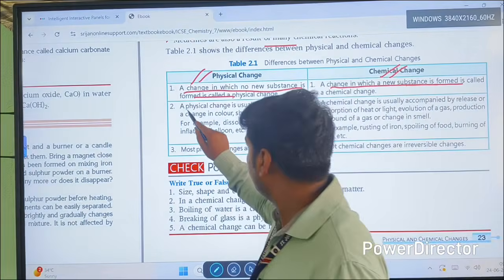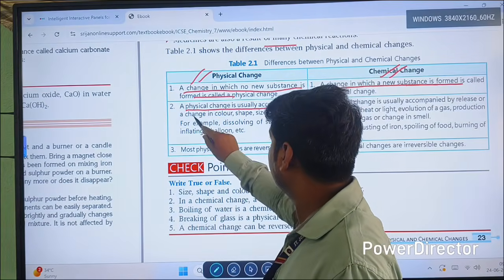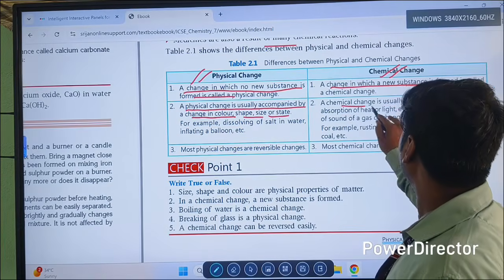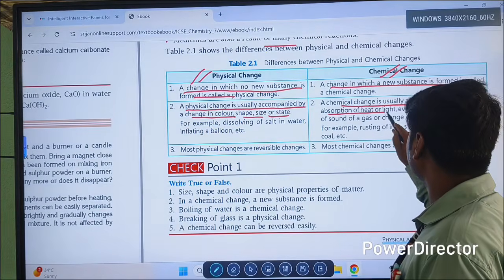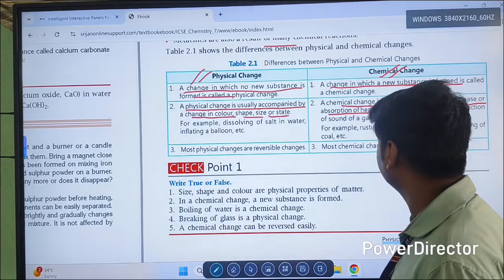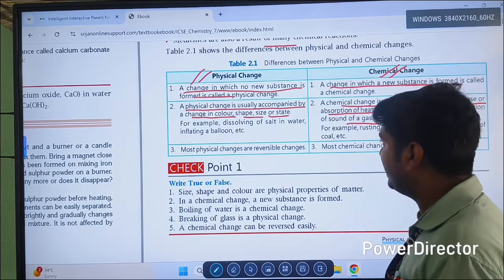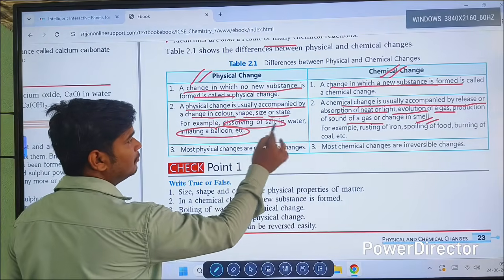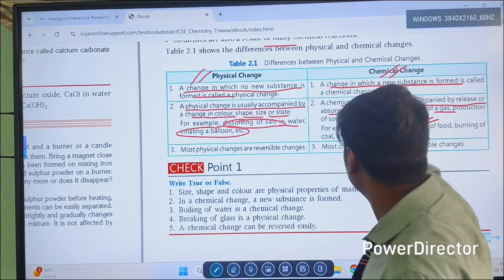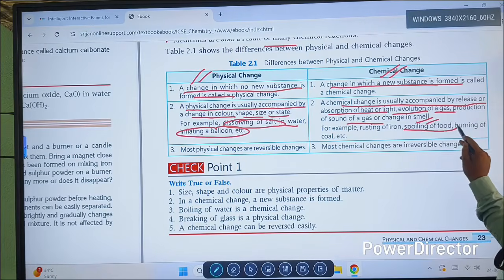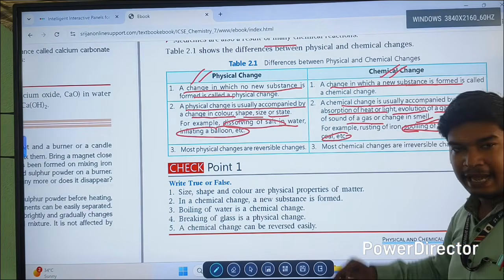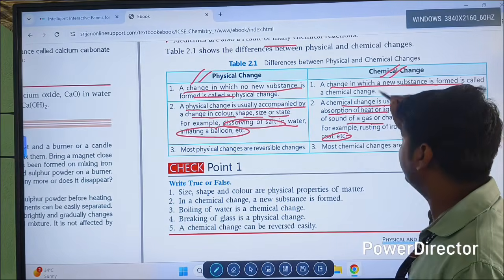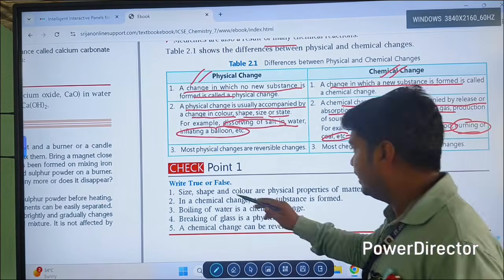Now here, a physical change is usually accompanied by the change in color, shape, size and state that we have already discussed. And here, a chemical change is usually accompanied by the release or absorption of heat, light, evolution of gas, production of gas, and some gas changes in smell. Here examples are also given: inflating of a balloon, dissolving of salt in water. Okay, and here some examples are given of the chemical change, that is spoiling of food, burning of food. I've already told you burning of anything comes under chemical change. So here burning of coal is written as the example of chemical change. Okay, here true or false is given.